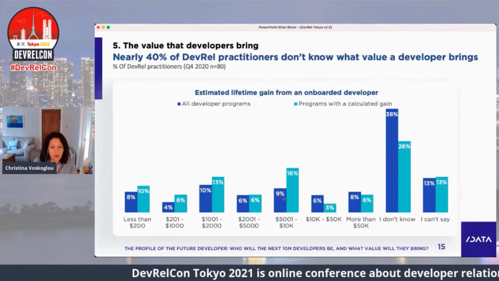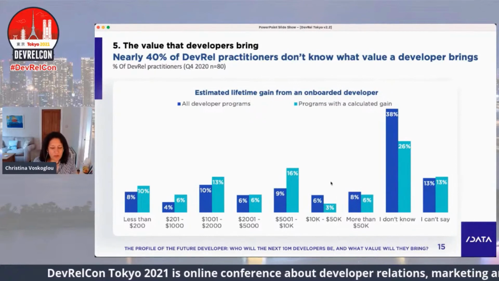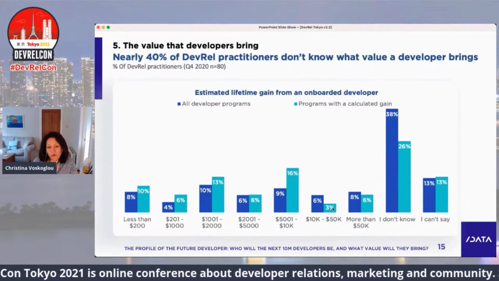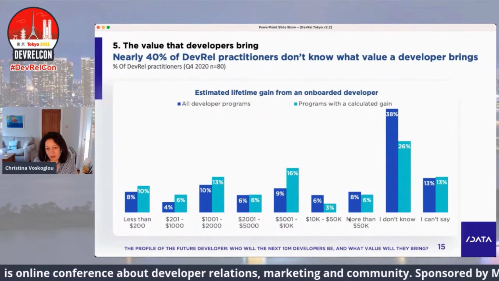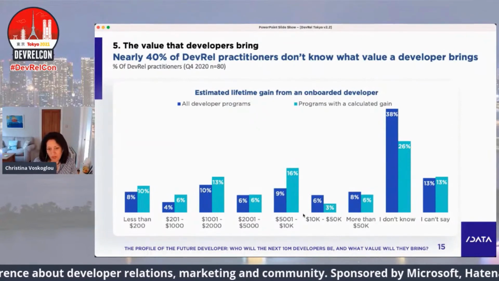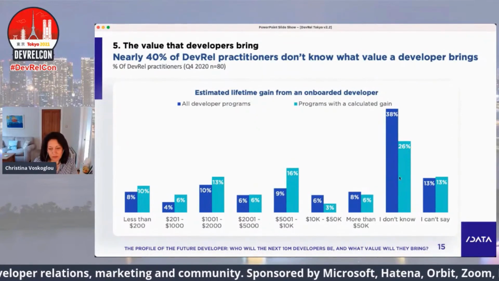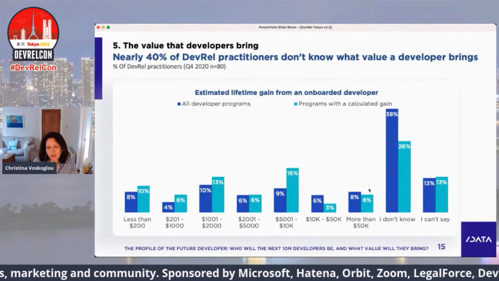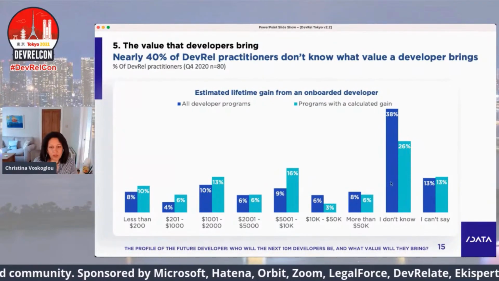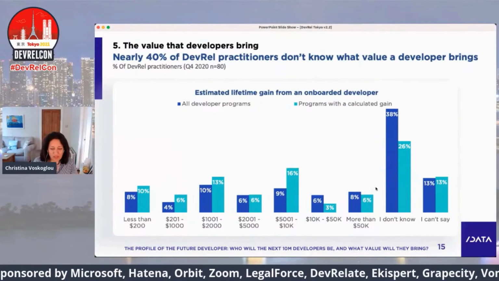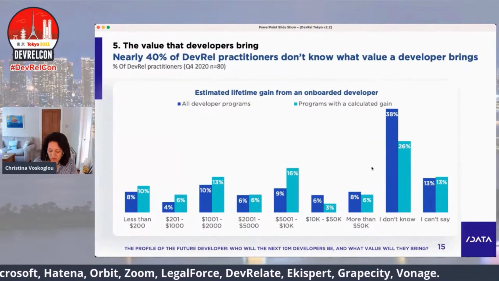And those who do know, you can see that the estimates are all over the place, so there's no consensus. Of course, for different businesses, a developer may be bringing different value, but even so, this is still all over the place. So there's obviously a great need, there's room for improvement, let's say, to estimate the value of a developer.